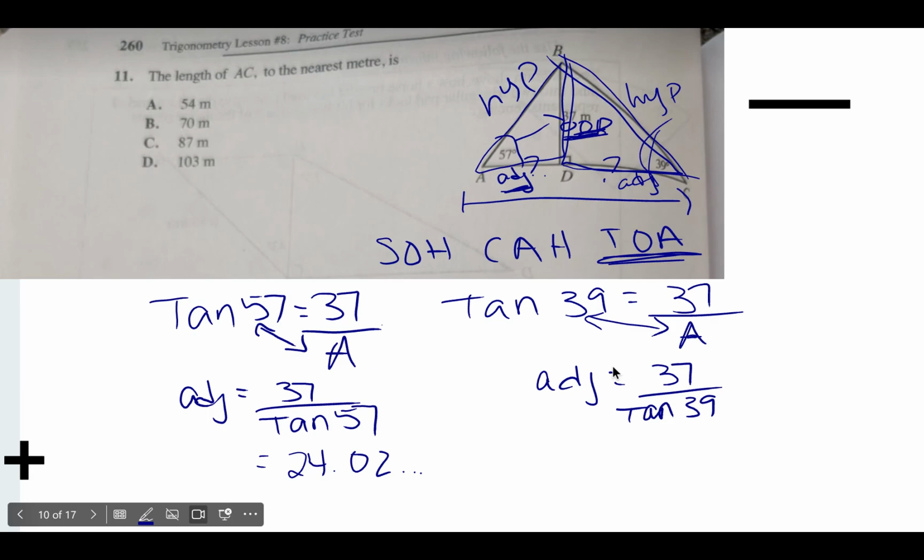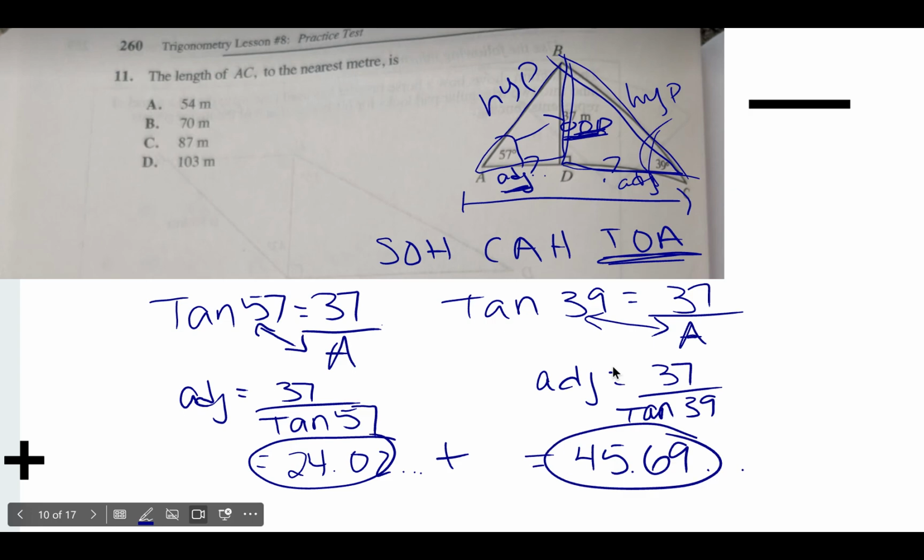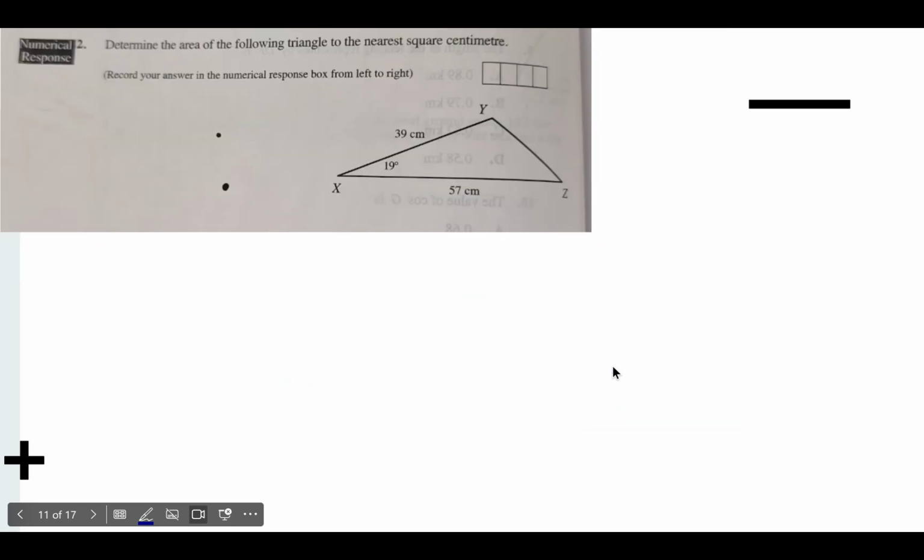So let's plug that into our calculator, 37 divided by tan of 39, and we're getting that value 45.69, and this number will continue. So once we're done that, we're not quite done because now we have to add these two values together. So we can do that, and when you do that with rounding to the nearest meter, we're going to get the answer B because we get 69.7, so that will round up.